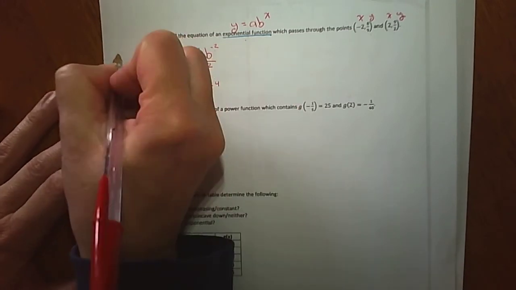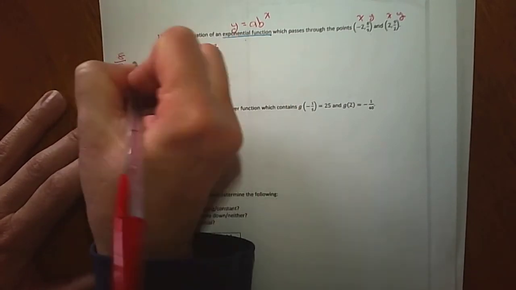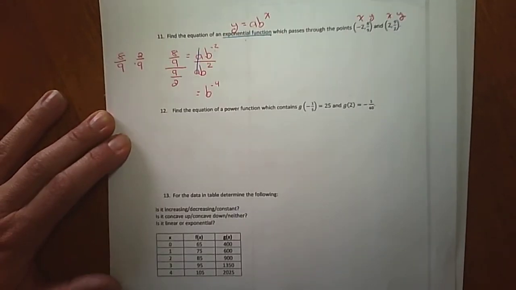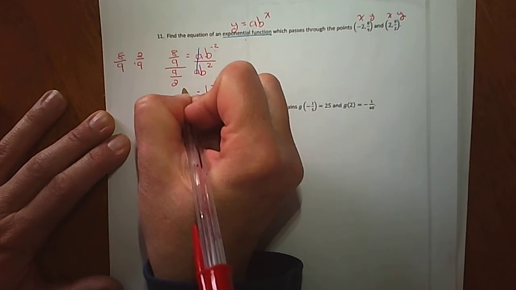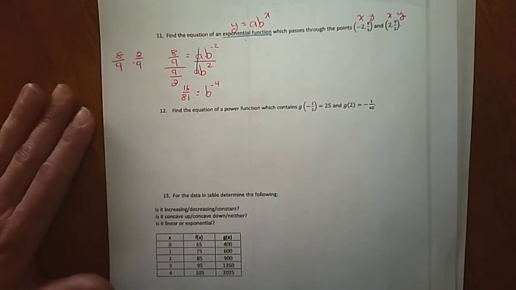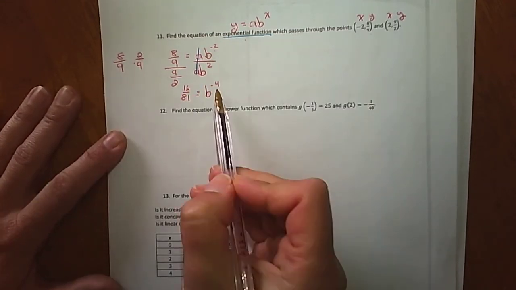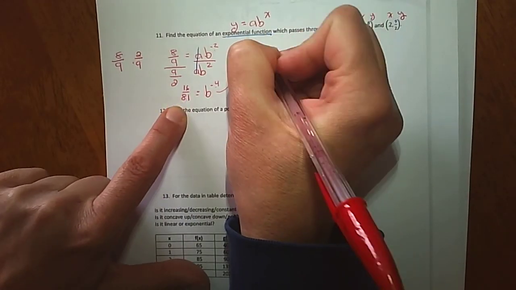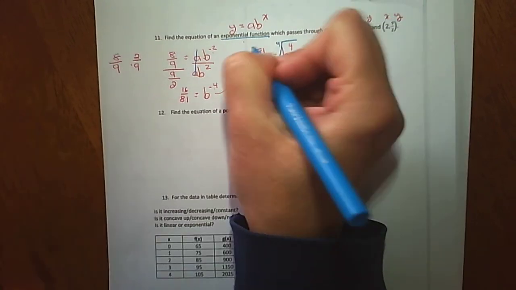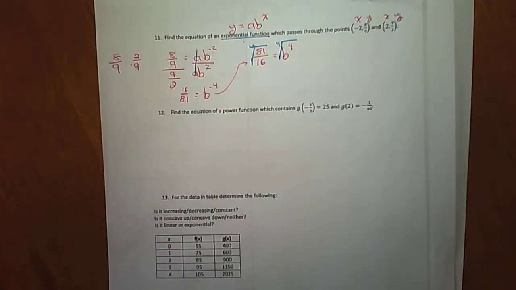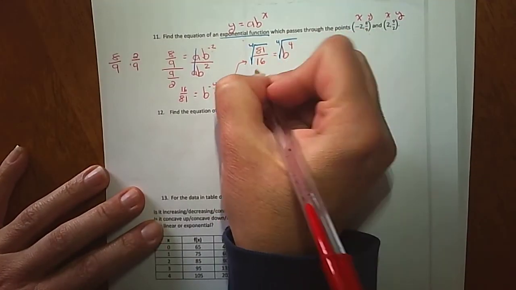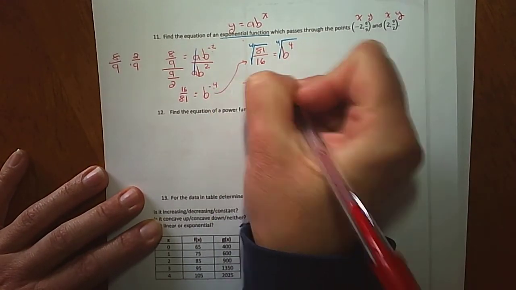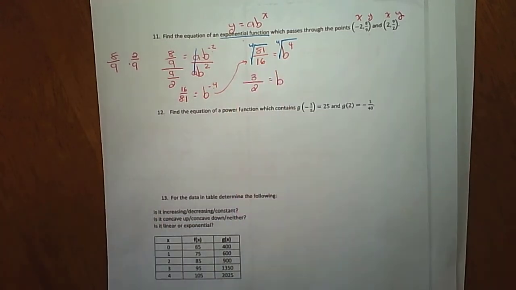And then I'm going to do keep, change, flip here. So 8 over 9 times 2 over 9, right? We end up with 16 over 81. Now, I like to get rid of the negative exponent, so that means I'm going to flip him over, make it 81 over 16 of this. So what's the fourth root of 81? 3. What's the fourth root of 16? 2 equals b.